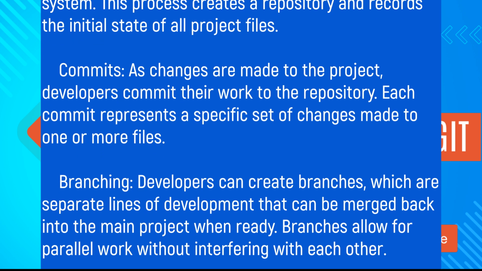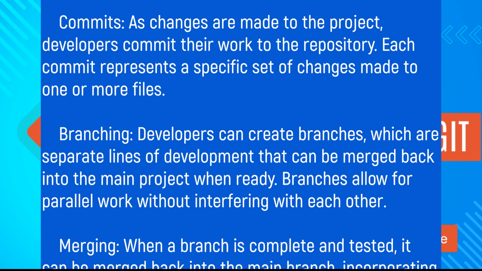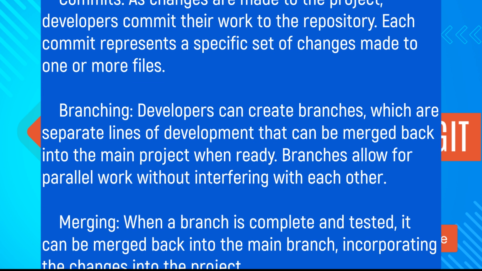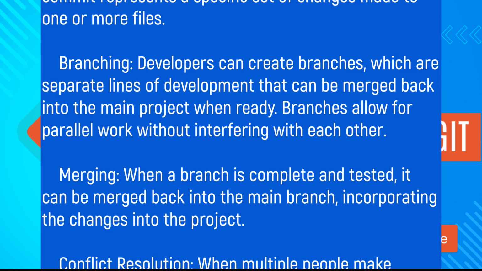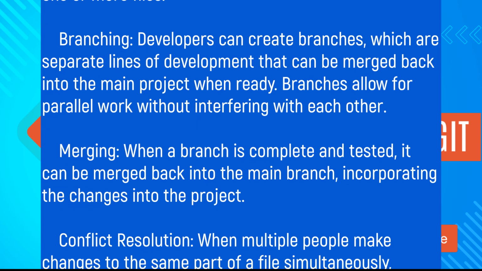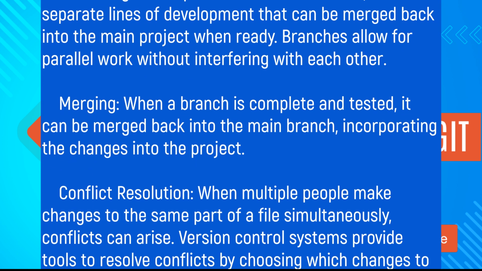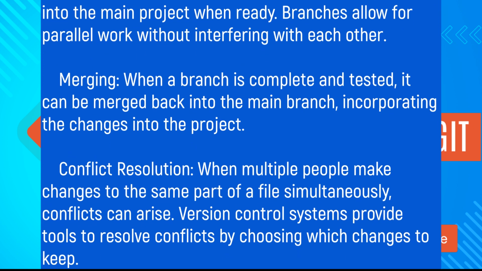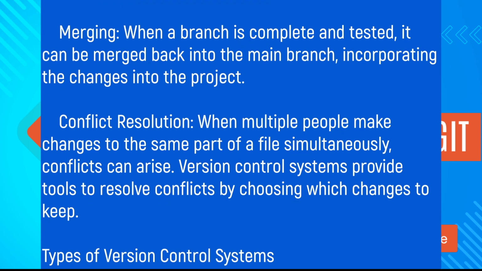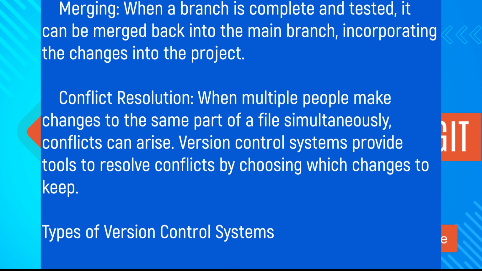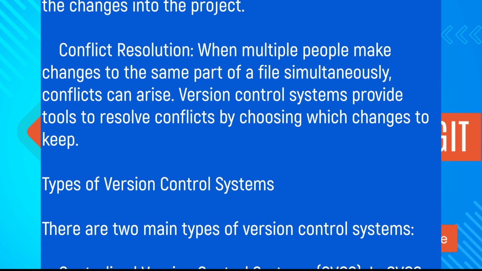Branching. Developers can create branches, which are separate lines of development that can be merged back into the main project when ready. Branches allow for parallel work without interfering with each other. Merging. When a branch is complete and tested, it can be merged back into the main branch, incorporating the changes into the project. Conflict resolution. When multiple people make changes to the same part of a file simultaneously, conflicts can arise. Version control systems provide tools to resolve conflicts by choosing which changes to keep.